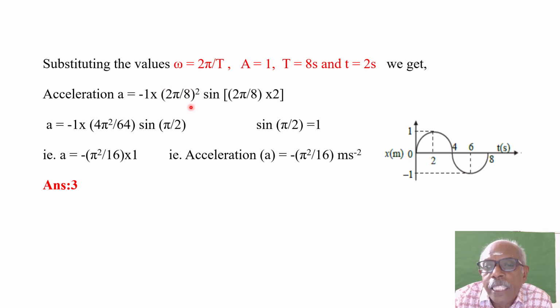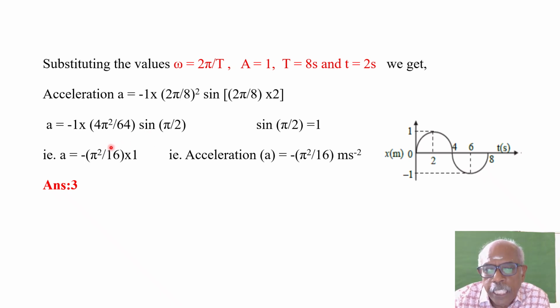when 2 pi by 8 is squared, you will get 4 pi square divided by 64. 4 pi square divided by 64. You know what is this? 2 into 2, 4. 4 pi divided by 8, 4 by 8, that is equal to pi by 2. So that is sin pi by 2.